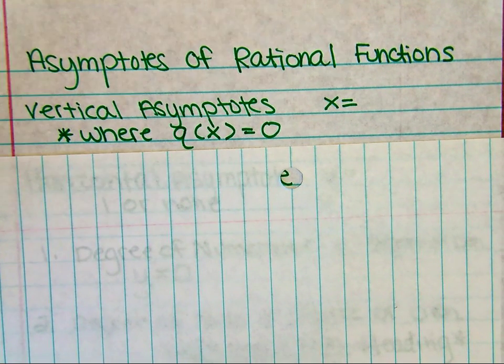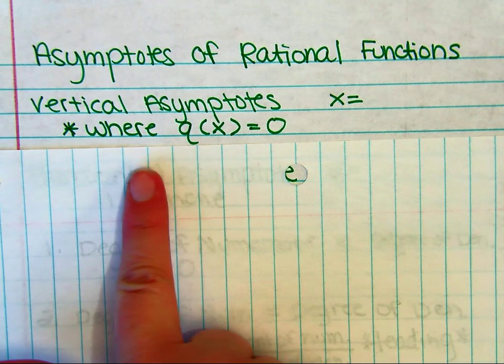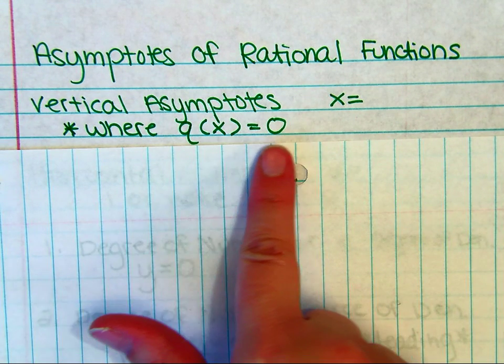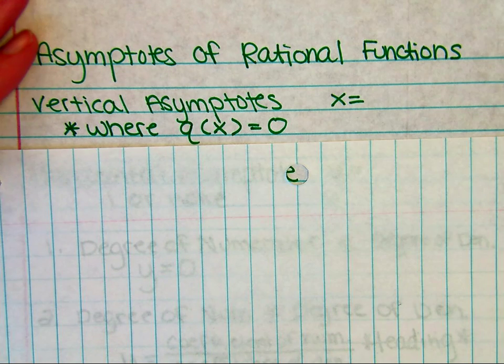The vertical asymptotes are x equals equations, so you want to make sure you're denoting them with x equals. This is where Q of x equals 0. Again, Q of x is our denominator. So if I wanted to find a vertical asymptote, I would set Q of x equal to 0, just that part of my function, and figure out where it equals 0.